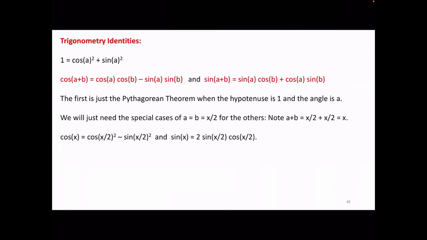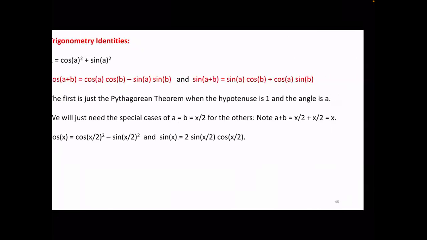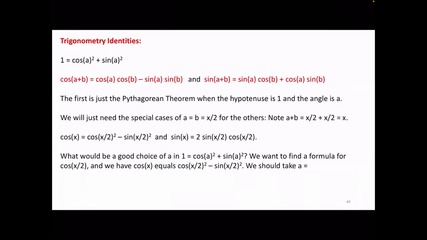And so if we do a little bit of algebra, things simplify. And then what we can do is actually isolate, and eventually solve for the cosine and sine of x halves in terms of the cosine and the sine of x. So remember, we start off with the formula 1 equals cosine squared A plus sine squared A.